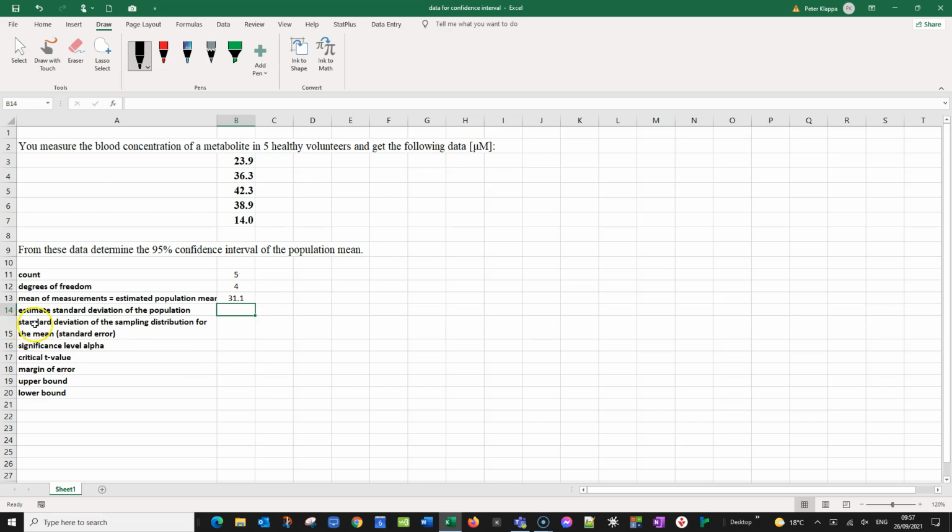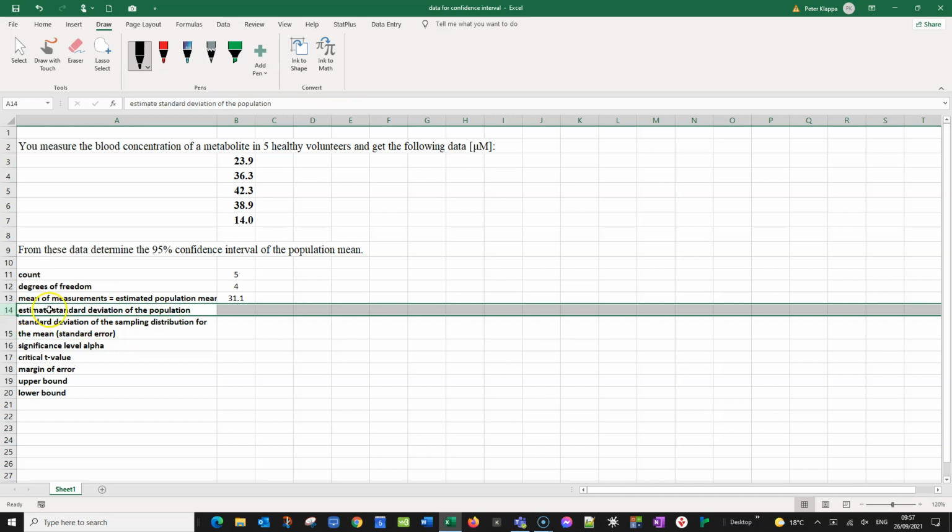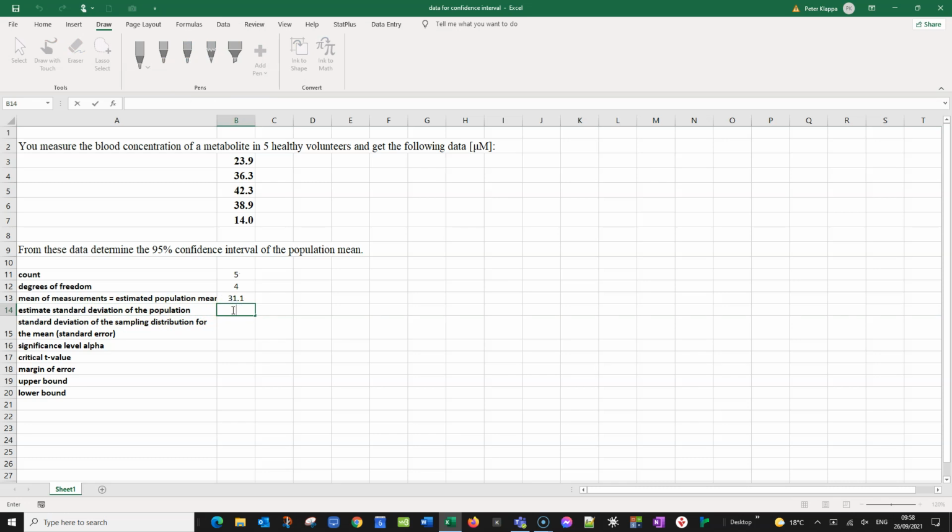In the next question, we need to find out the standard deviation of the population. In this one here, we need to estimate the standard deviation of the population. Now we don't know the standard deviation, we don't know the variability of the population. All we have is the variability and the standard deviation of our measurements. But we can make an estimate for the standard deviation of the population.